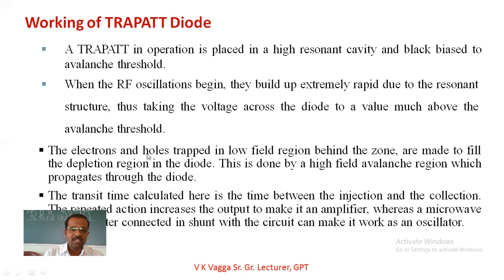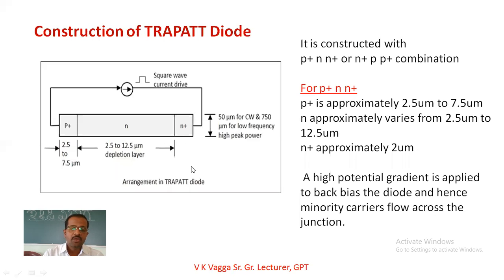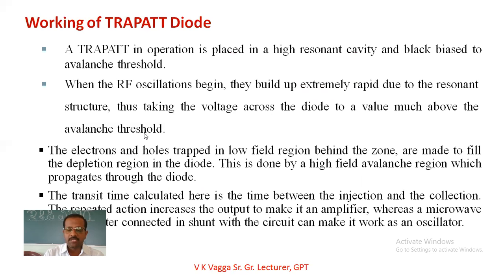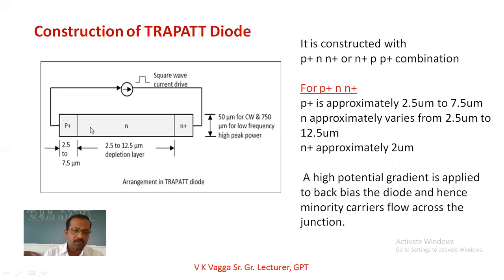So for that purpose, the electrons and the holes are going to be trapped in the low field region behind the zone and are made to fill the depletion region. So this depletion region is going to be completely filled here. And after that, the high field avalanche region propagates through the diode. After the recombination, it is going to be filled here, and after filling, it will travel towards the other end of the diode here.